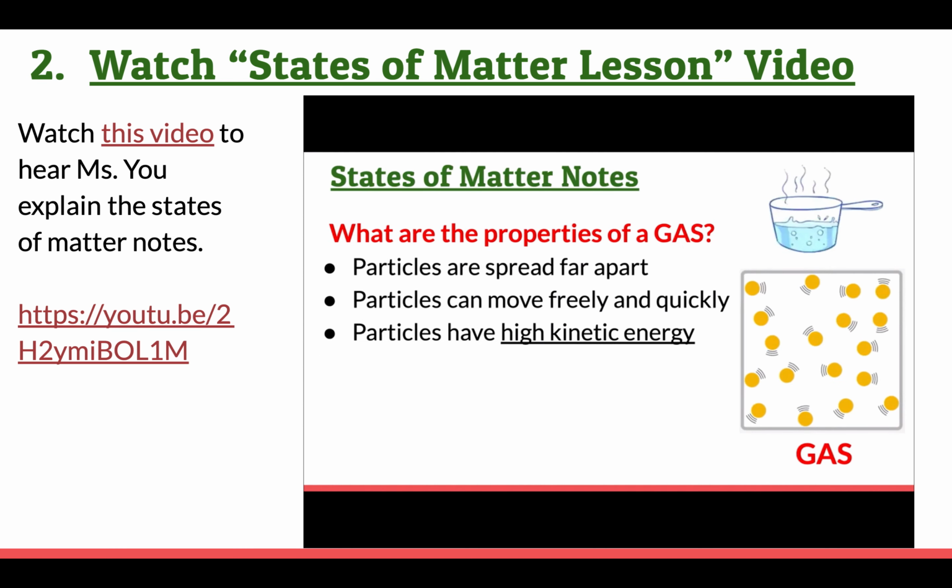Now the last state is a gas. Particles in a gas are spread very, very far apart. So notice each particle is spread far apart. And these particles can move freely and very quickly because they're more separated, so they can move around more freely. And these particles have very high kinetic energy. Out of all three states, the particles in a gas will have the most kinetic energy.